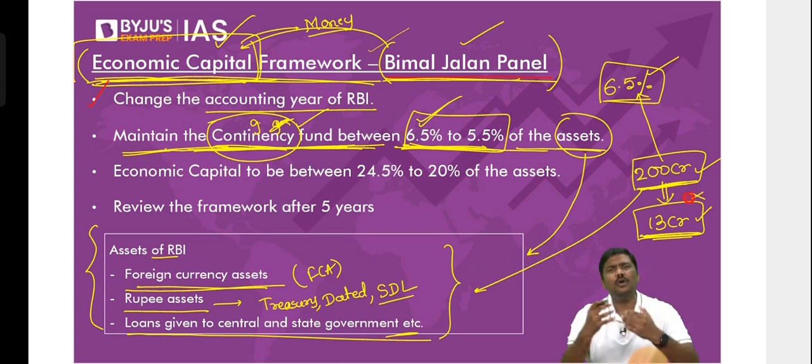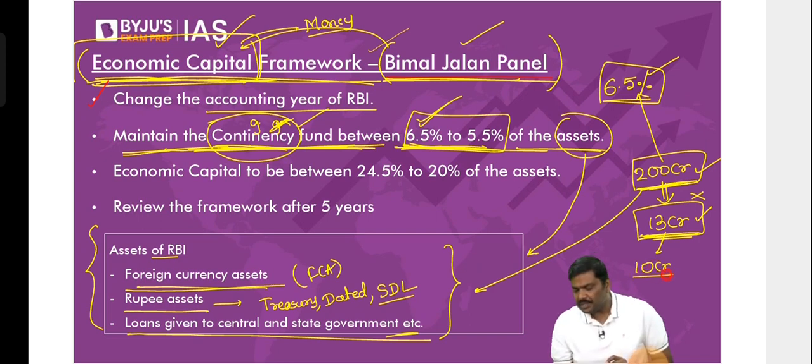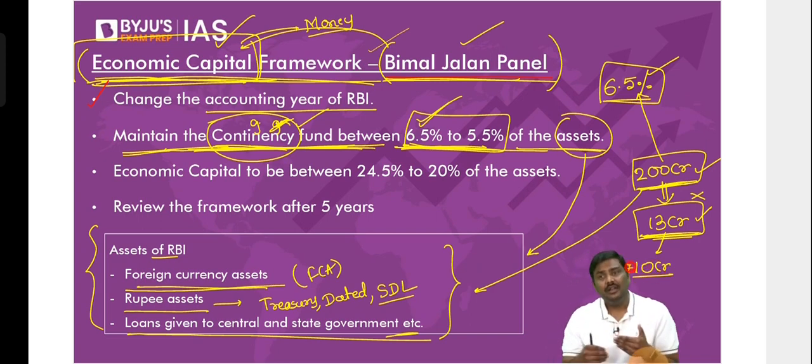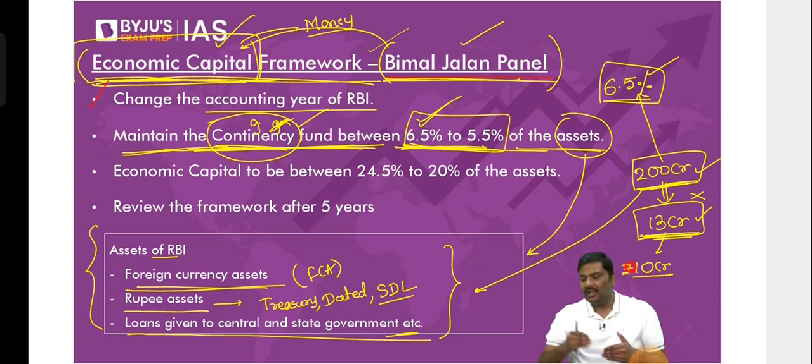Now imagine, let me elaborate. Imagine one situation, you have only 10 crore rupees in the contingency fund. What does it mean? From the surplus, you can take 3 crore rupees. I will repeat. From the surplus, you can take 3 crore rupees. More than that, not allowed.